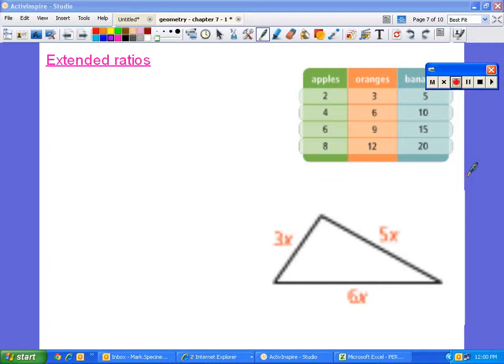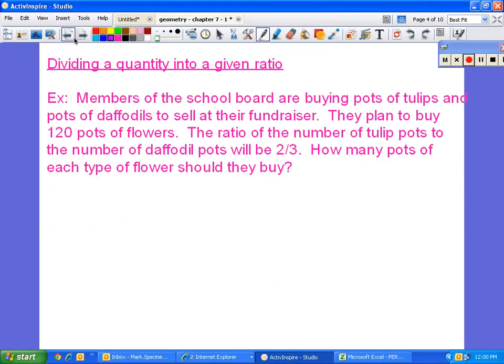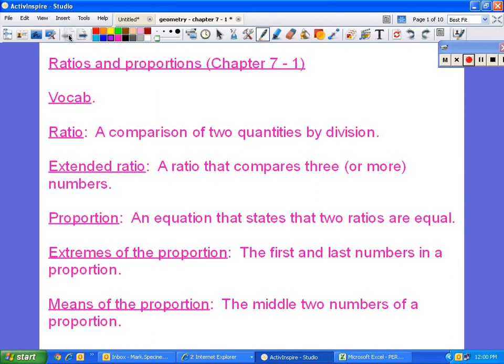All right. So we're going to pick up where we left off, and we're going to start today with the concept of an extended ratio. Now, if you go back in your notes, you will see that extended ratio was one of your vocabulary terms. So you should already have that written down in your notes. So an extended ratio, as you can see, is a ratio that compares three or more numbers.